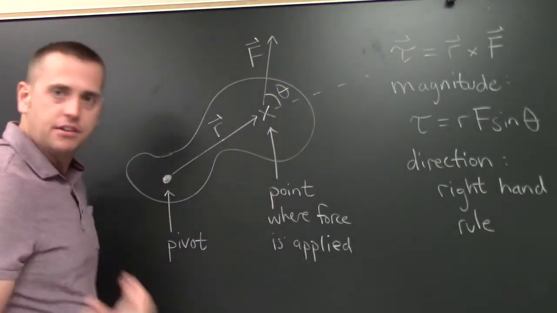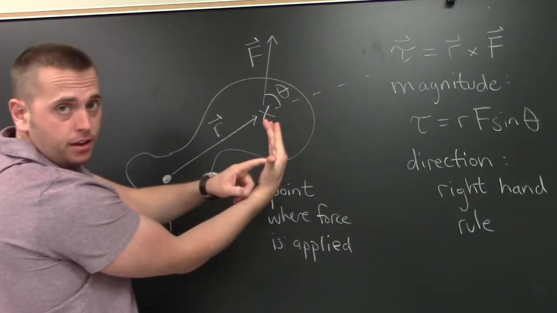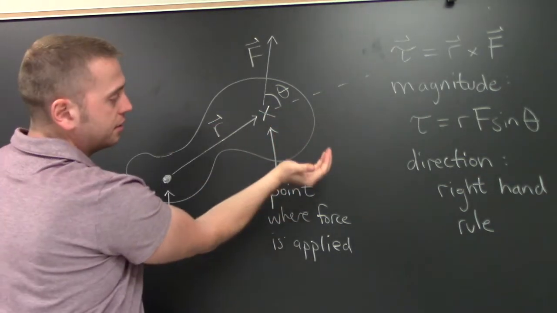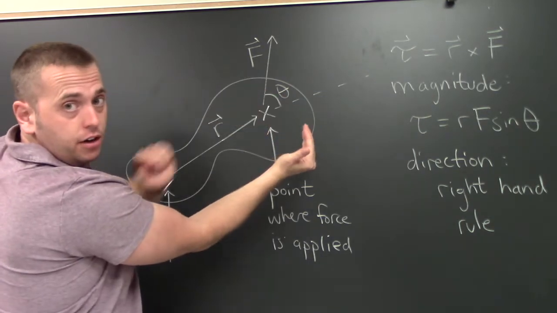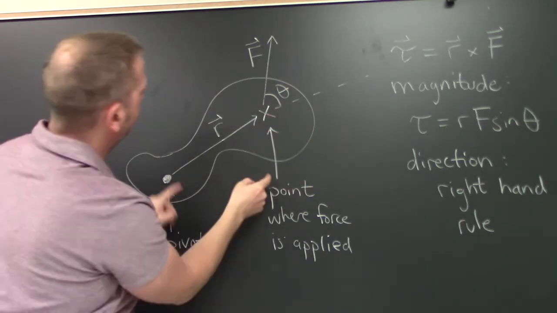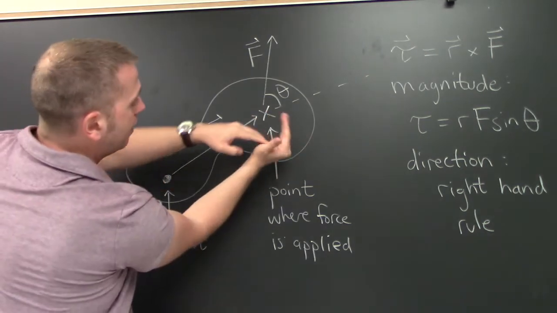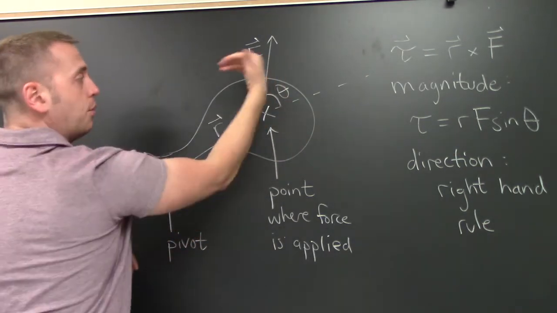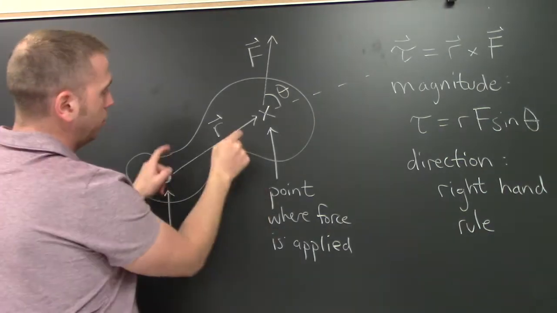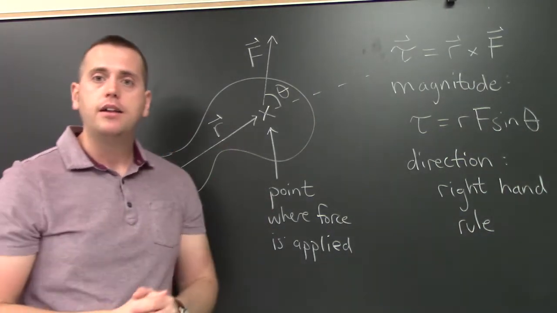Now what is that actually telling you? Well, think about this. If I take my thumb and point it out of the board like this, my fingers are going to be curling in the direction of the rotation that's going to be induced by this torque, right? We expect that counterclockwise rotation is going to be induced with a torque like this. So that's how we calculate torque.